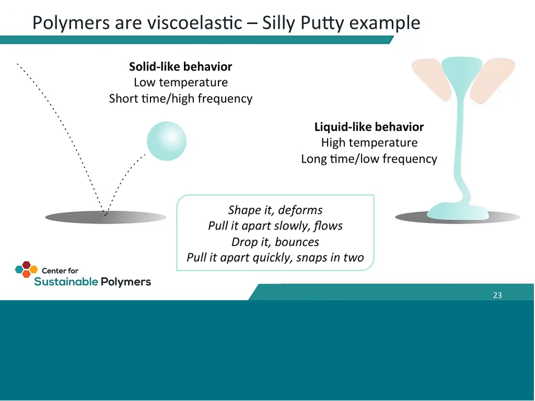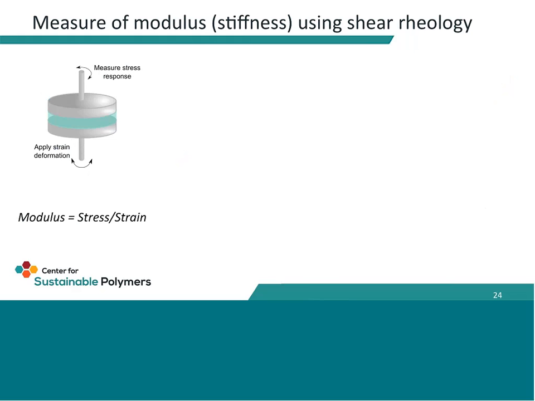Now we can touch silly putty, play with silly putty, and see this behavior, but how do we quantify that? And we can use rheology. We load up a polymer, and just like in a tensile test, we apply a strain deformation and measure the stress response. In this case, the strain deformation is applied in an oscillatory manner, and so there's a frequency involved with the strain, and then we measure the stress response, and this gives us the modulus.